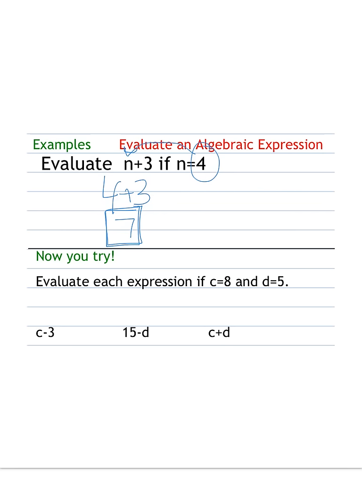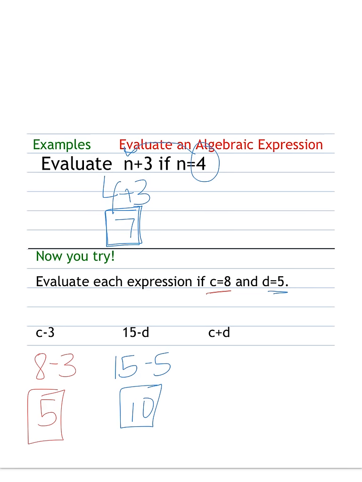Okay, try these ones on your own. Evaluate each expression if c equals 8 and d equals 5. And then we'll come back and try these together. Well, our first one here, c minus 3, well, up above it told us that c is going to be equal to 8, so we plug that in. 8 minus 3. Well, 8 minus 3 equals 5. So that is our answer for that one. Next, 15 minus d. We were told that d equals 5, so we just use our substitution, and we plug in 5 for d. 15 minus 5 equals 10.